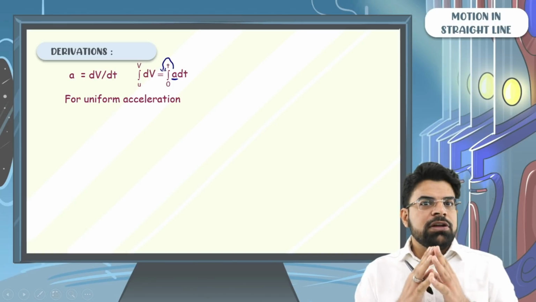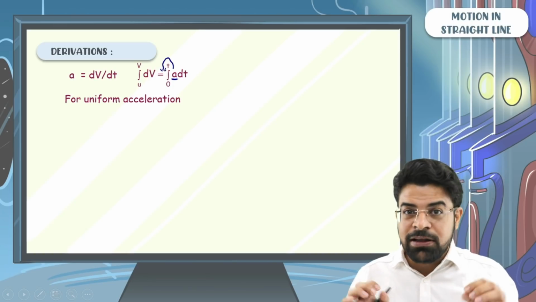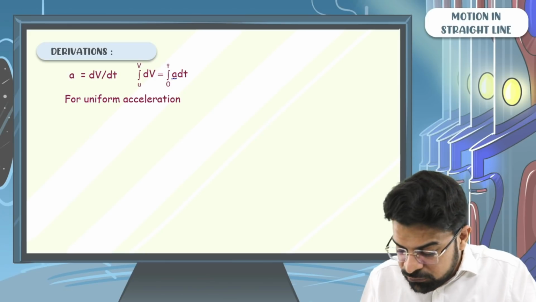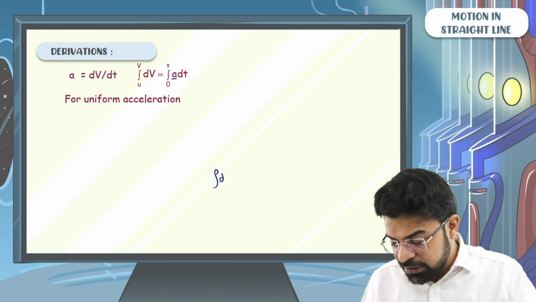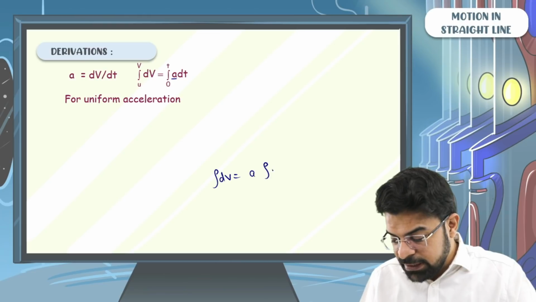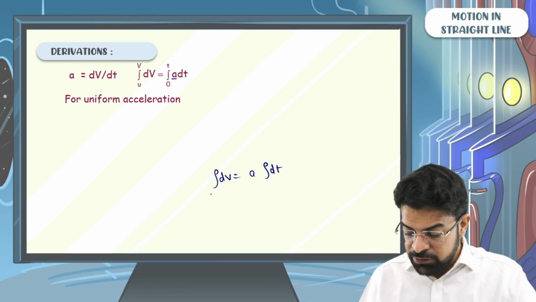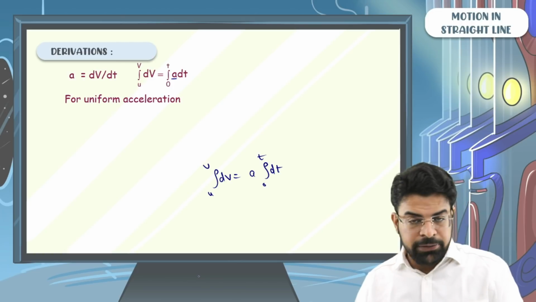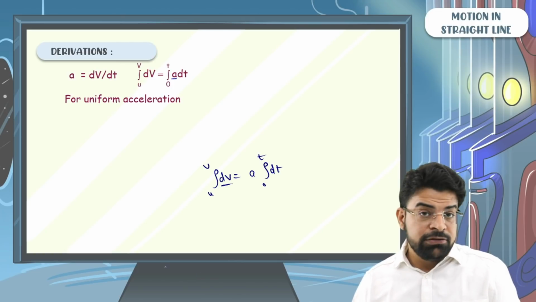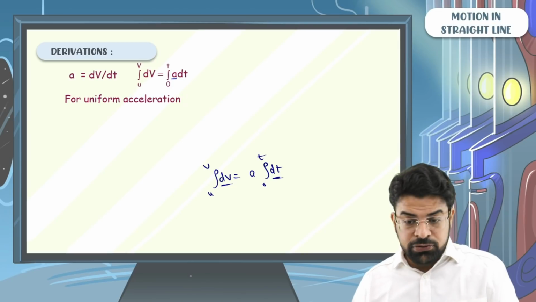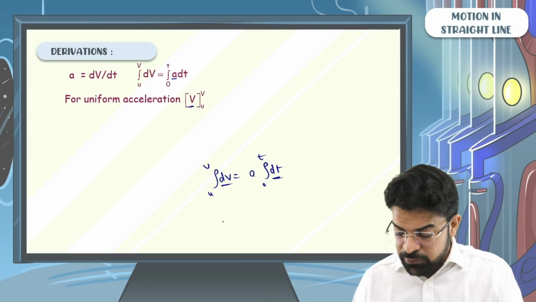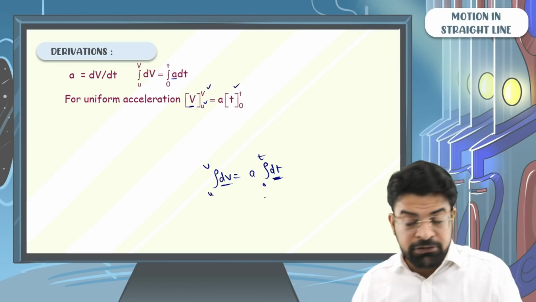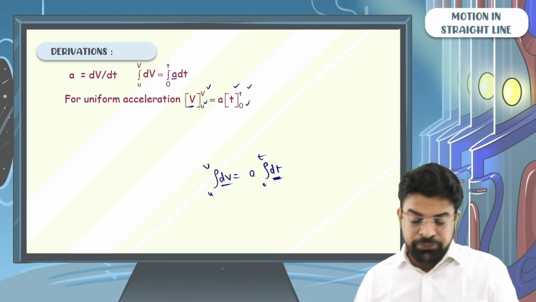So only for the case of uniformly accelerated motion, when acceleration is constant, you can take it out of the integration. Once you take it out and integrate, you will get integral dv equals a times integral dt. The limit on dv, lower limit u, upper limit v, and limit on dt, lower limit 0, upper limit t. Integral dv gives you v, integral dt gives you t. So you will say v, lower limit u, upper limit v, equals a times integration of dt, which is t, lower limit 0, upper limit t.